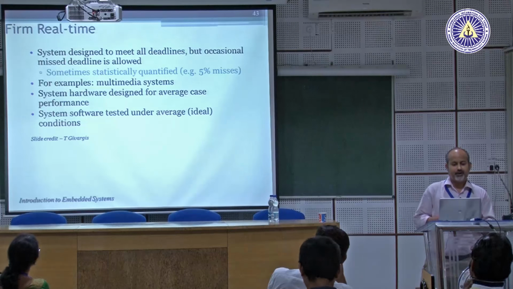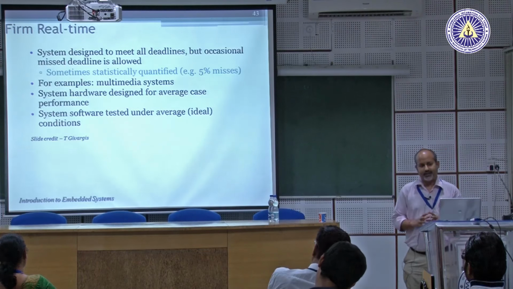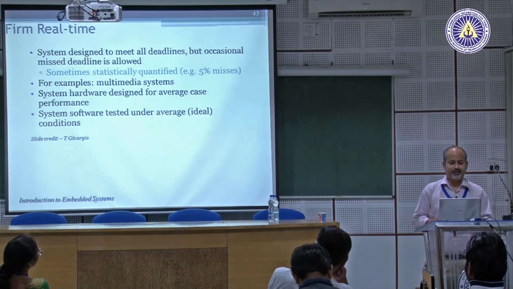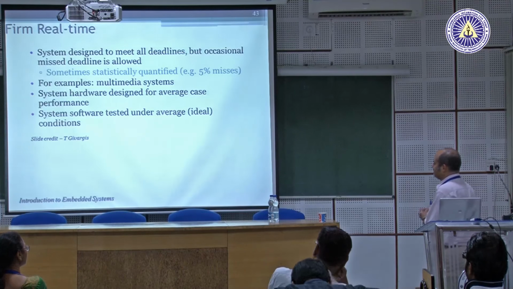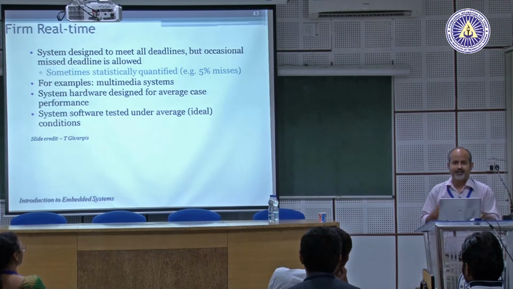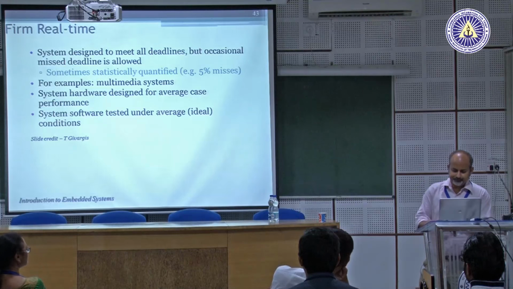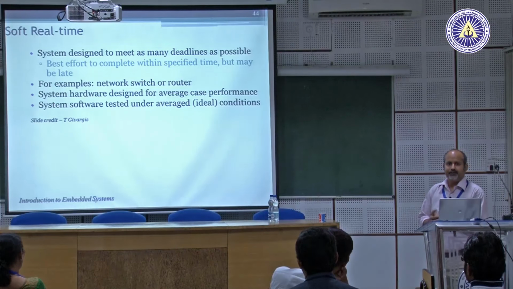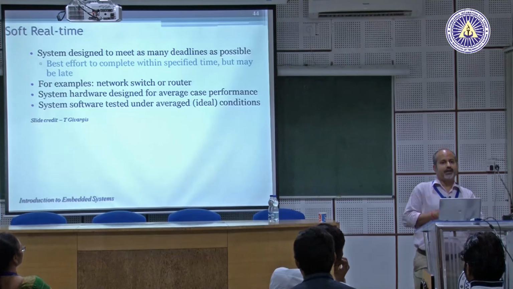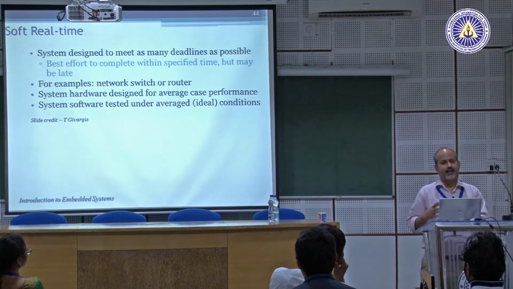Then there is firm real time, where you want to make sure that the deadlines are met, but if statistically a few of them are missed, it's okay. For example, if you are playing a multimedia system and you miss a few frames here and there, you might be annoyed, but it's not going to create a disaster, right? So that's firm real time. Then you have soft real time, where if you don't make the deadline, it is still okay, and the utility of making it after the deadline is not zero.